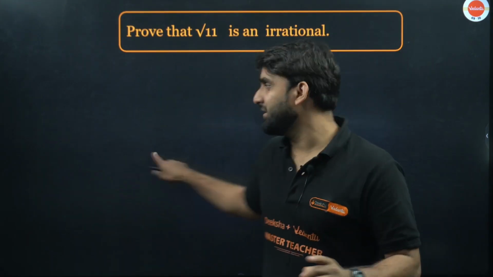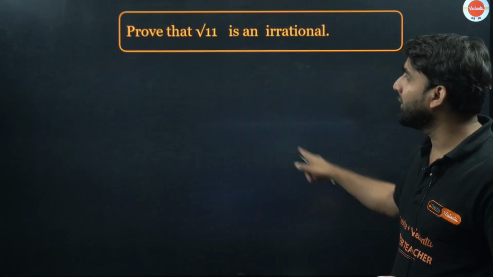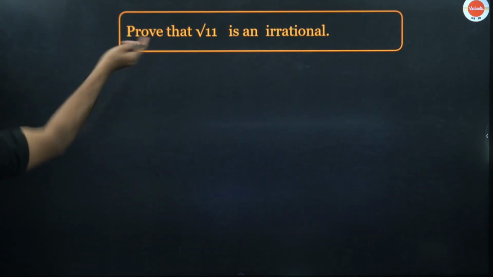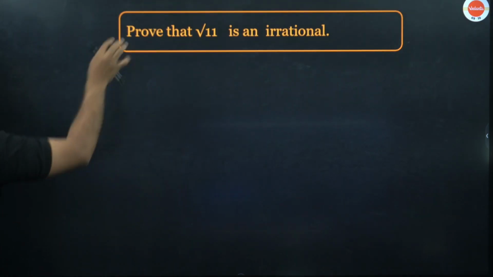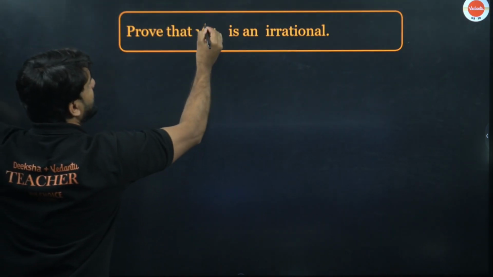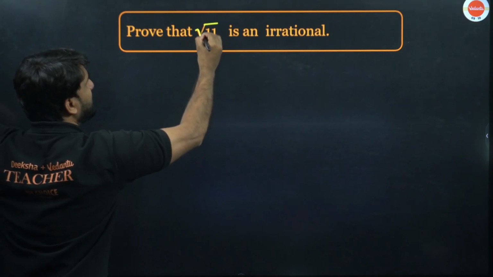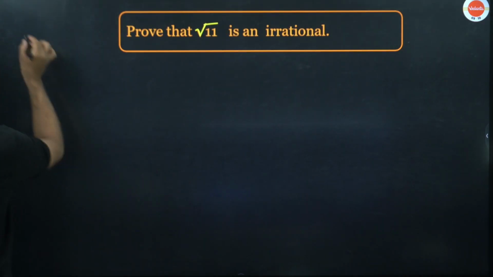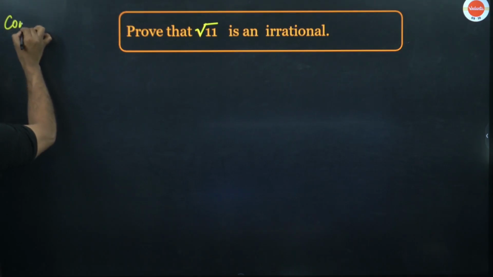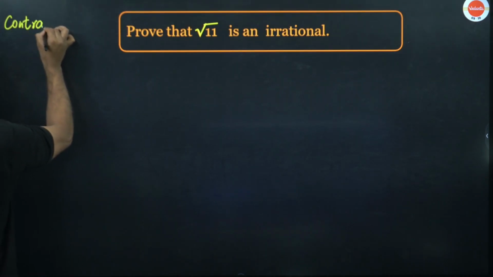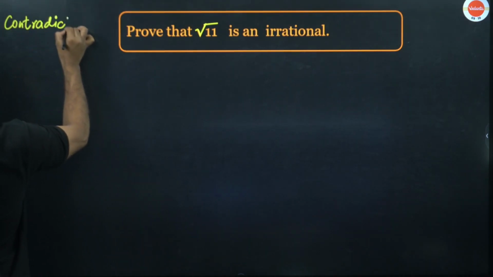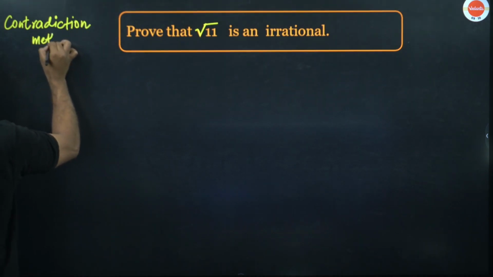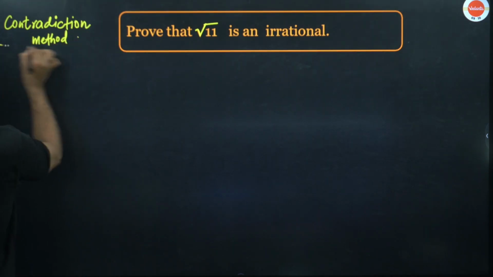Okay, now let's do this question. If you have understood this concept, it will help you a lot in the solution of the question. So let's prove that root 11 is an irrational number. Everyone knows root 11 is an irrational number, but we have to prove it mathematically. This is the question. There is a very important method which is called the contradiction method. We are going to use this method here, so now I'm teaching you the contradiction method.